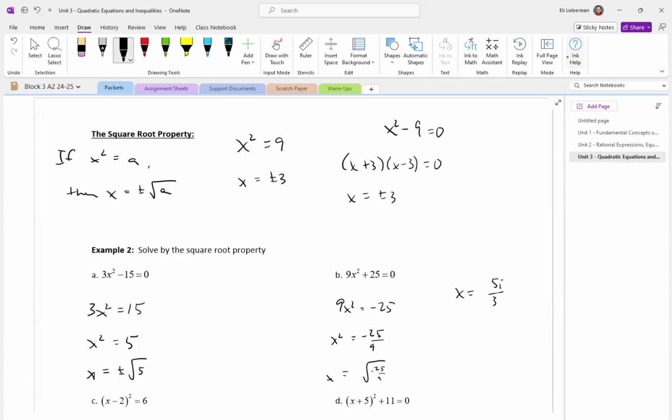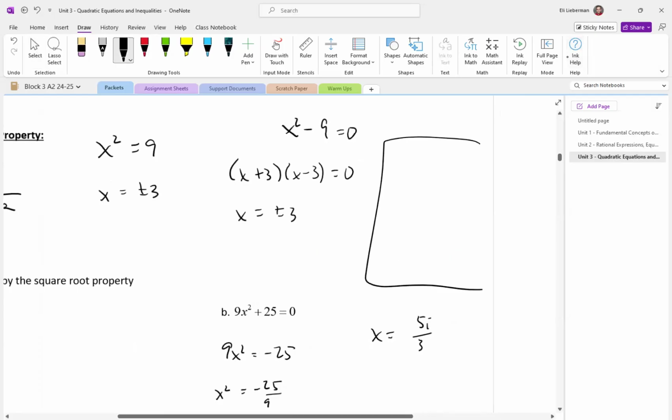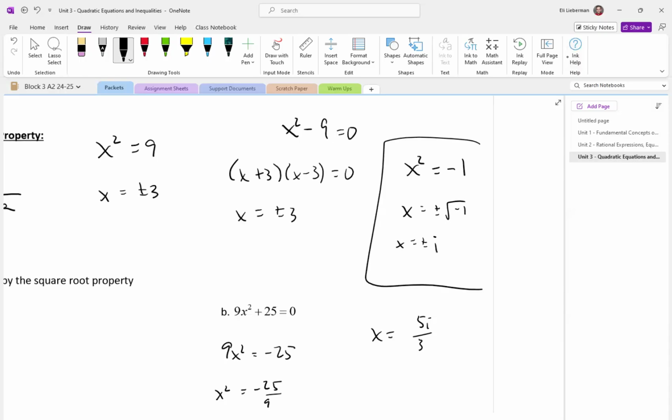Well, let's make an easier one. Let's make a little box here for it, like a little playground. Let's just make it x squared equals negative 1. Now this is kind of the same thing, but much simpler, isn't it? So could I make this x equals plus or minus square root of negative 1, or x equals plus or minus i? Would that be appropriate?